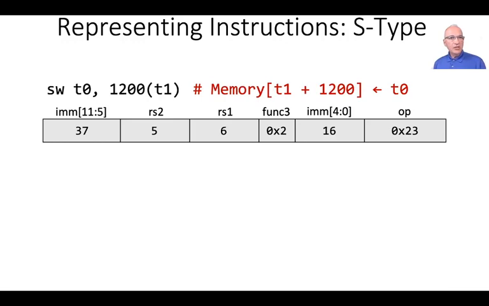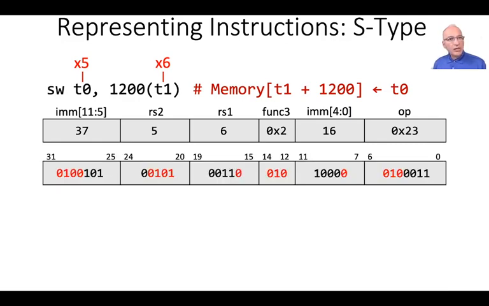A store word has a different format, it's an S-type format. And for the store word, the immediate value is split into two different areas in the instruction. Otherwise, it's very similar to the load word. In this case, T0 is register 5, T1 is register 6. Note that the store word has two source registers and no destination register. No register is changed by store word, but the change happens in memory.